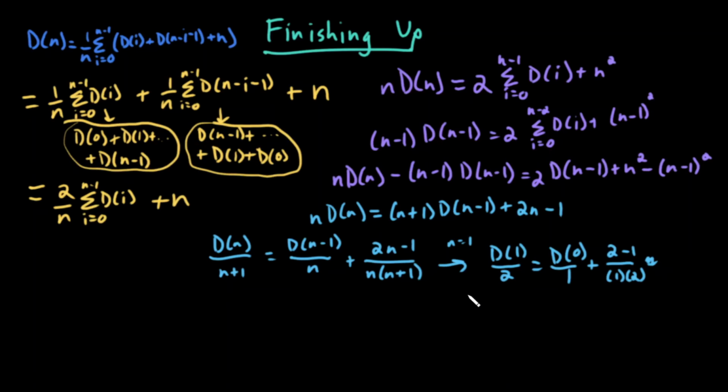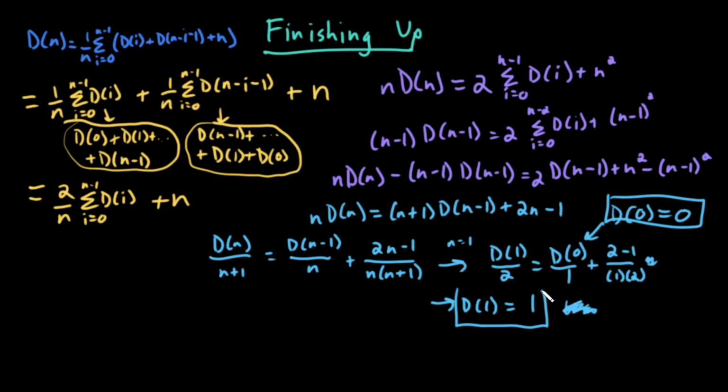So basically, d of 1 equals 1, because, so d of 0, what is d of 0? D of 0 is the expected total depth of a tree that has 0 nodes. That's by definition 0. Therefore, d of 1 is 1.